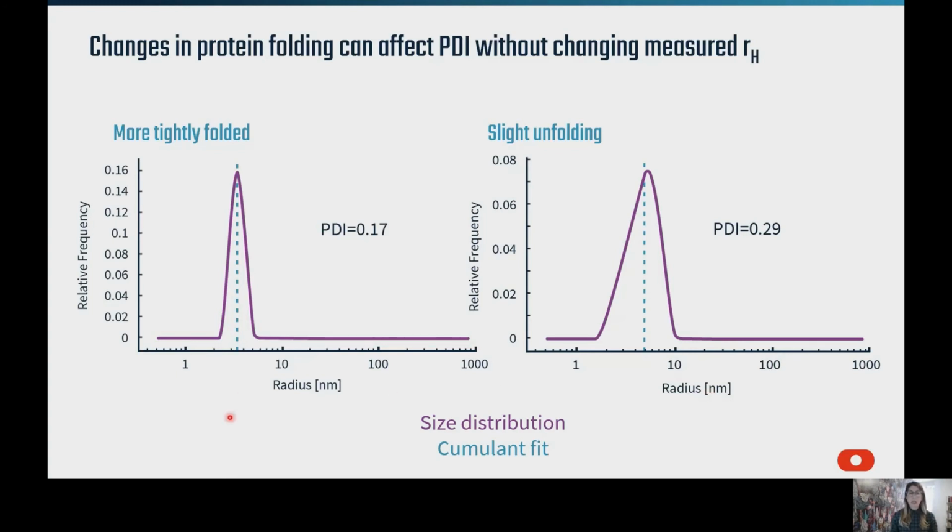So a more tightly folded protein in the figure on the left here with the same conformation or oligomeric state might have a more narrow peak with a lower PDI, indicating there's more monodispersity of those particles. The broader that peak shape is, the higher the polydispersity index is going to be, shown by the figure on the right. So that particle species is going to be a little more polydispersed or less homogeneous, which could potentially be indicating that there is some unfolding occurring or there are multiple oligomeric states.